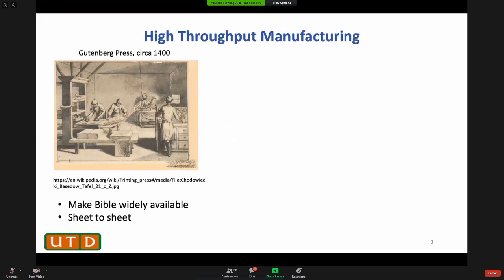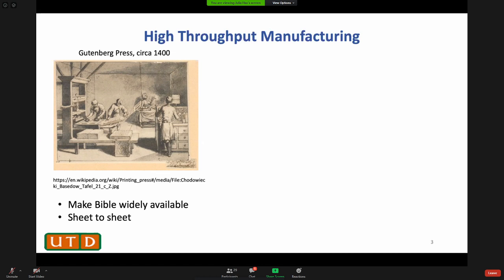Many of you, I got this idea by going to a museum in London. So the Gutenberg press, everybody knows this is why Bibles were made widely available. Okay, and here is a sketch of them making the Bibles, and this is what today we call sheet-to-sheet manufacturing. They make one sheet, they make another sheet. They have the same mold to print the same pages. So this is making it pretty fast.